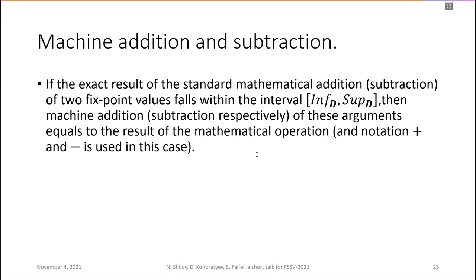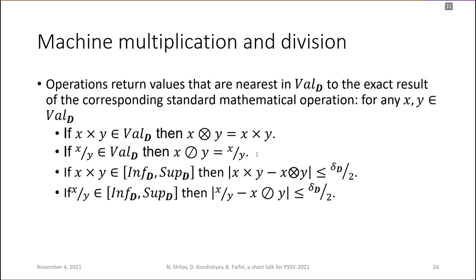I would like to present the axiomatization. Let me explain how our axiomatization works. For example, addition and subtraction, if without overflow, is very nice, no problem. We don't axiomatize what happens in the case of overflow. But let us turn to multiplication and division, because this case is much more challenging.